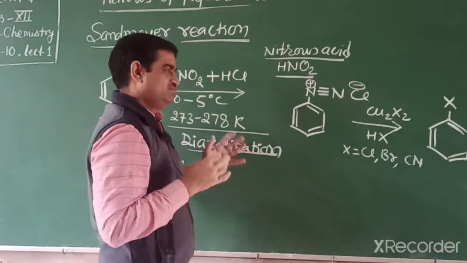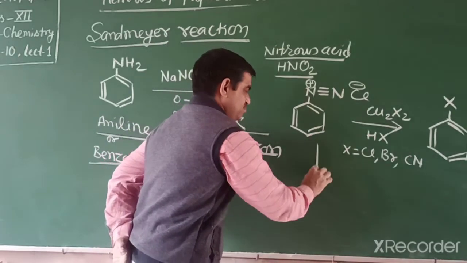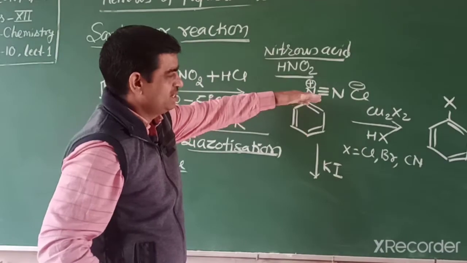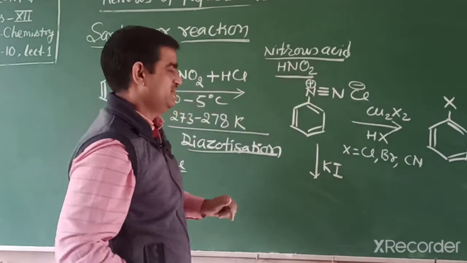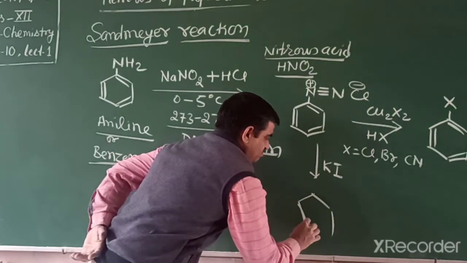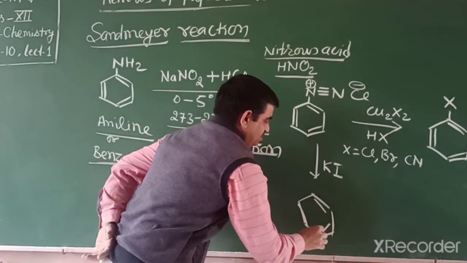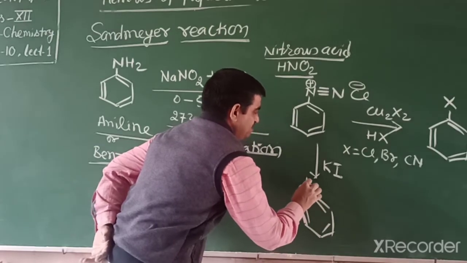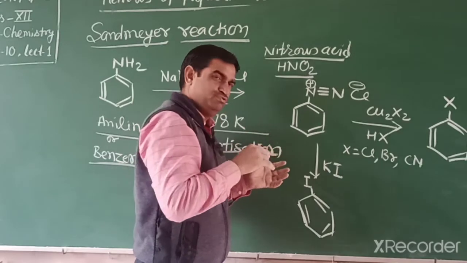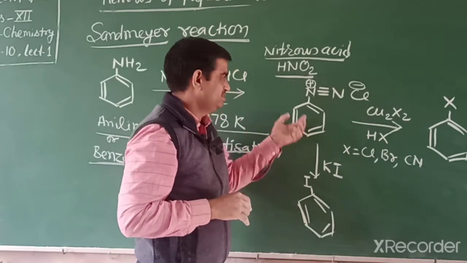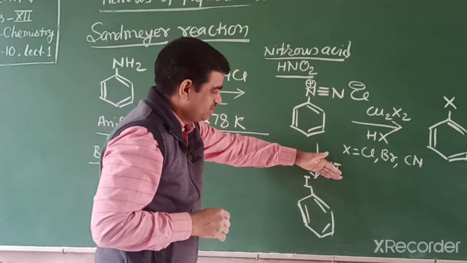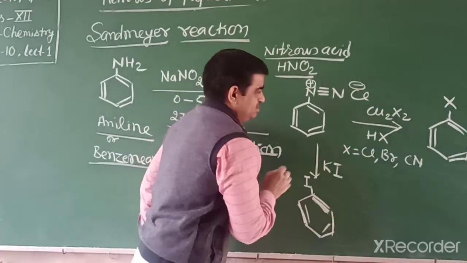Students, if we react this compound directly with potassium iodide, benzene diazonium salt reacts with potassium iodide, we get iodobenzene. So in this reaction we can convert to iodobenzene. Only to introduce iodine in the benzene ring, that is the only one method. Benzene diazonium chloride reacts with potassium iodide, we convert it into iodobenzene.